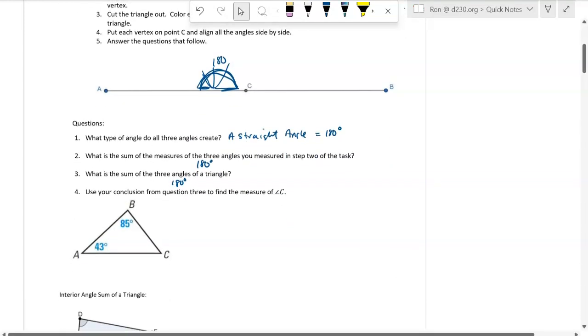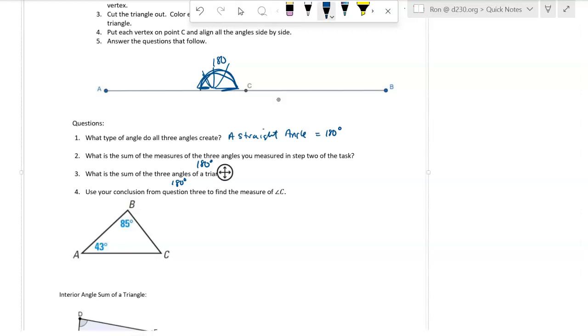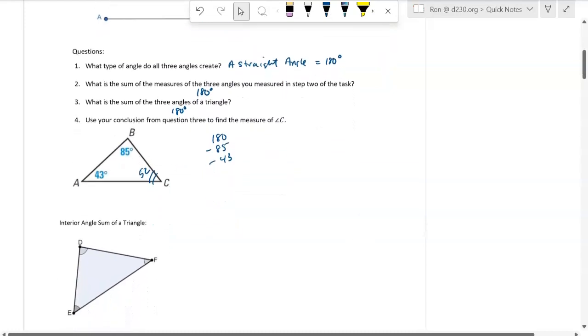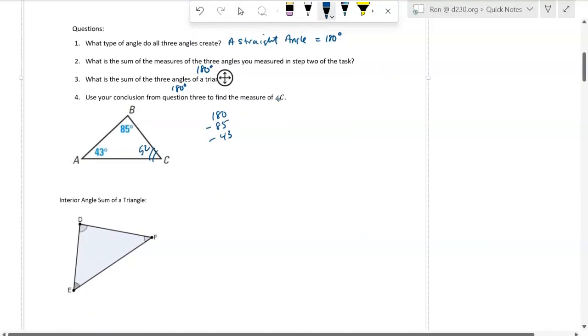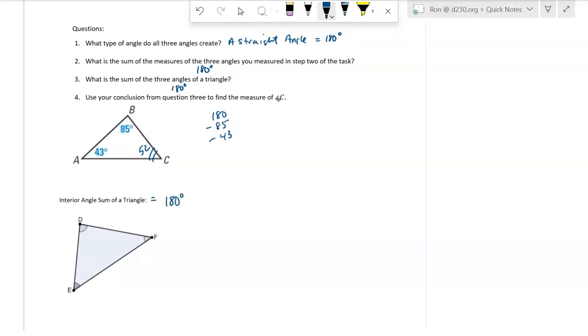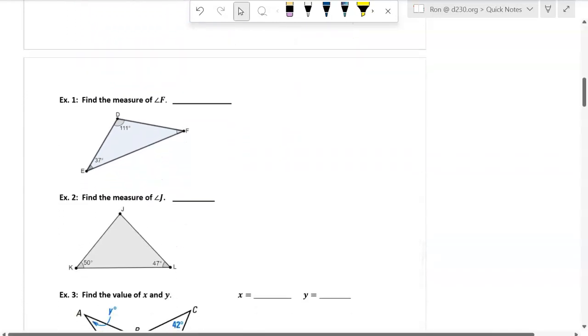If we know that, we can use this idea that all three angles in a triangle add up to 180 degrees. So if we use our conclusion from here, what can we do to find angle C here? Well, I know they all add up to 180. I'm just going to take 180, subtract 85, subtract 43. And what does that give me? It tells me that this angle would be 52 degrees. So what do all three angles in a triangle add up to? We say the interior angle sum of a triangle is equal to 180 degrees. So if I were to take angle E and add angle D and add angle F, they would all add up to 180 degrees. So we're going to use this theorem to answer some questions here.